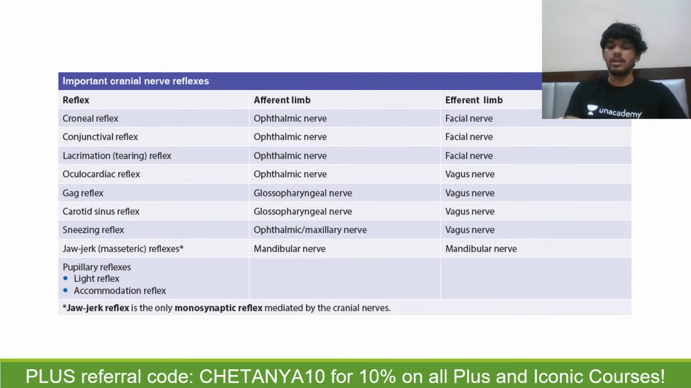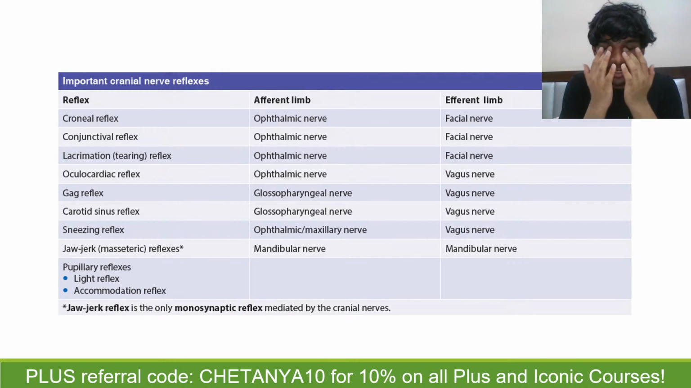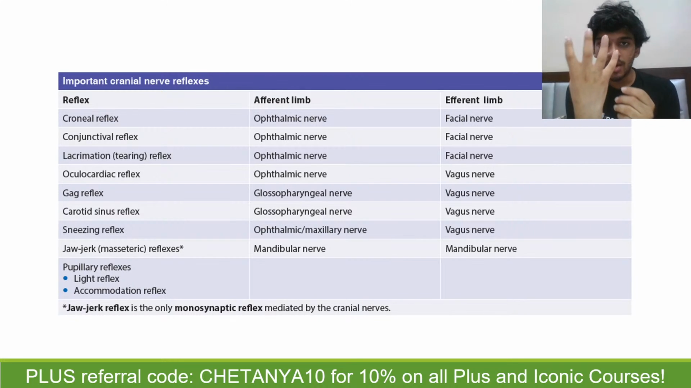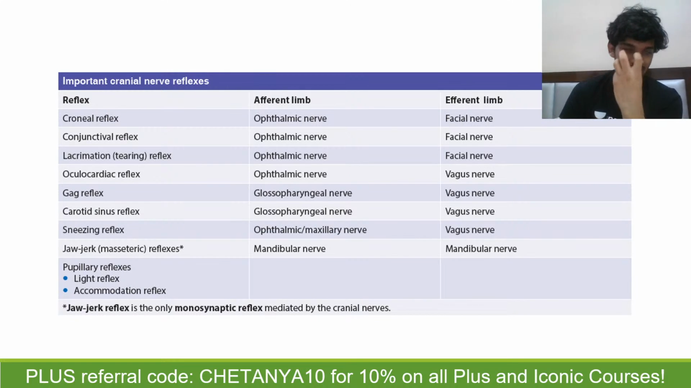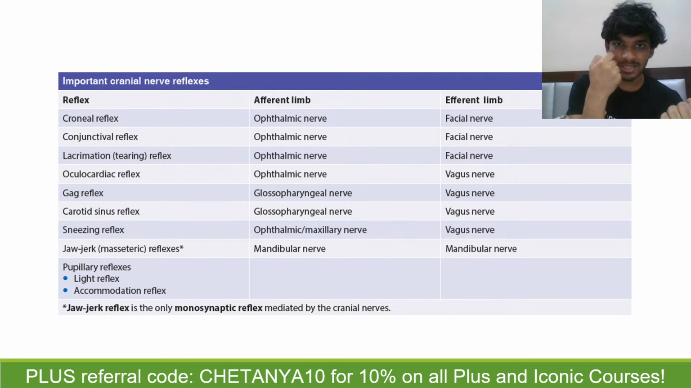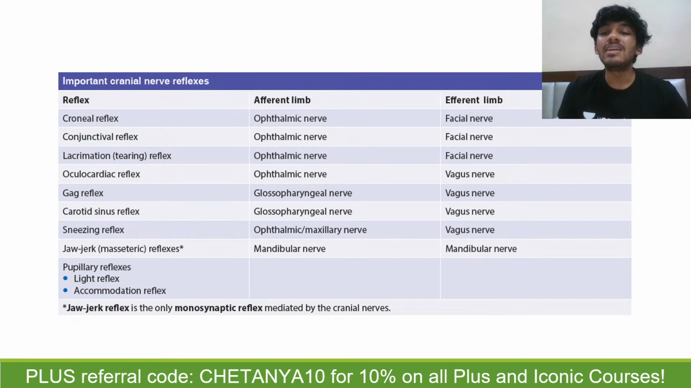Alright. The important cranial nerve reflexes, just listen to me. So you look here, this is your cornea, and you have the conjunctiva. Whenever you touch anything here, you have a tendency to blink, and you have a forceful closure of the eye. Now this closure of the eye will be done by the circular muscle around the eye, known as the orbicularis oculi. And since it is a facial muscle, it will be innervated by the facial nerve. So the efferent limb is the facial nerve.